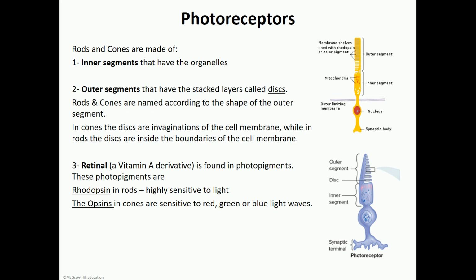In rods, the photopigment is called rhodopsin, and it is very sensitive to light, while the pigments in cones are known as opsins or photopsins, and those are sensitive to red, green, and blue light waves. Not just those specific colors, but more of a range of red. So different grades of red, different grades of green, and different grades of blue. That's why we call them different light waves, because it's not just one color of red, it's different shades of red, and so on.